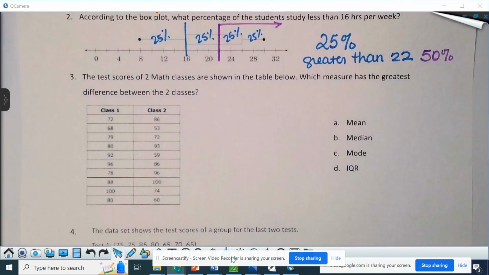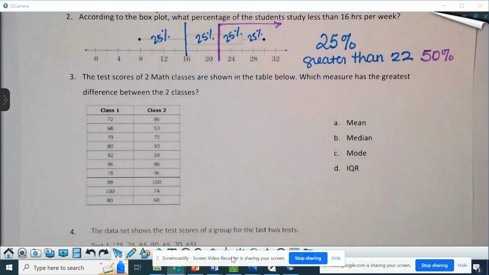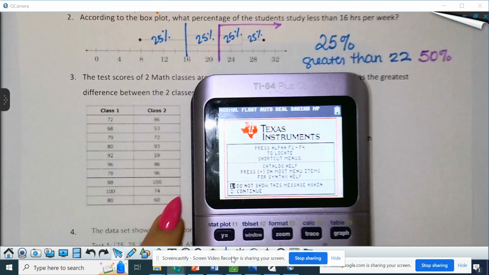All right, test scores for math 2 classes are shown in the table below. Which measure has the greatest difference between the two classes? The fun and not fun part about these questions is there's no real way to get around it besides doing all the work. And I personally think TI-83s and 84s are a little easier to do this with rather than Desmos.